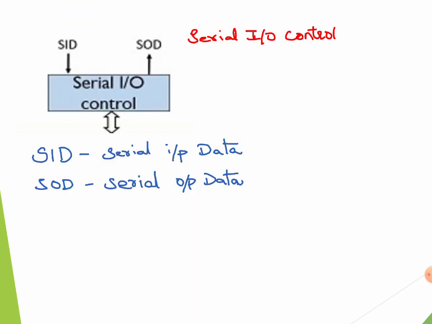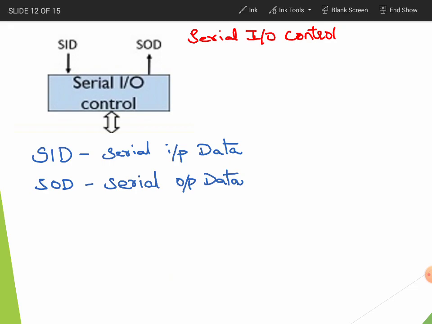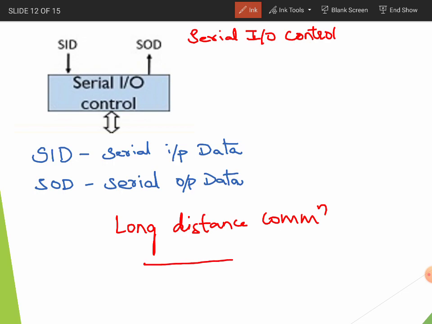Next is your serial input output control block. So we know that usually for long distance communication, very important, for long distance communication we use serial communication. So why serial communication? Only a single wire will be running between your transmitter and receiver, and the data will be sent bit by bit to the receiver.